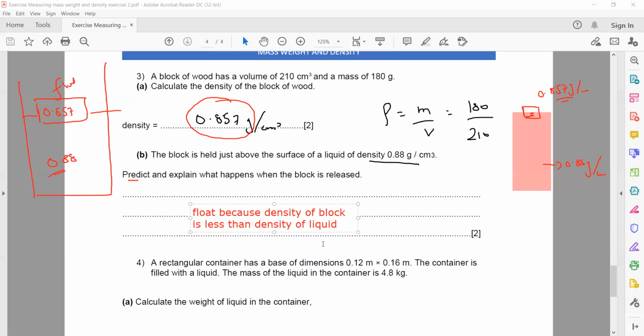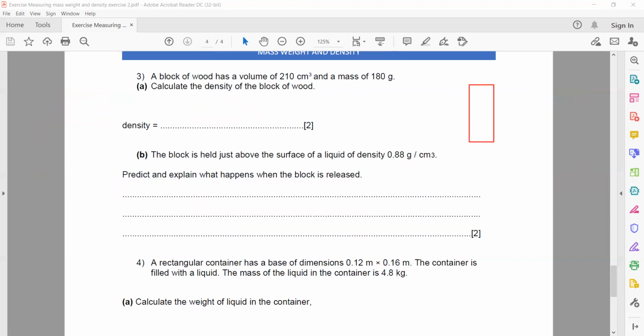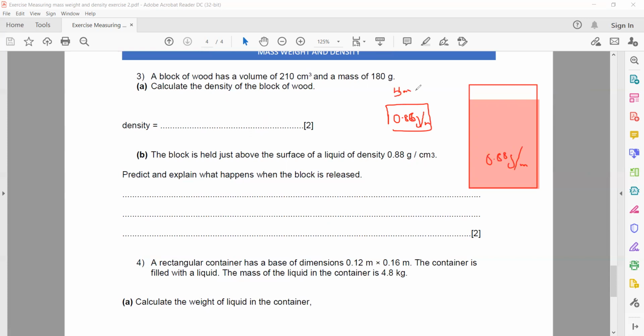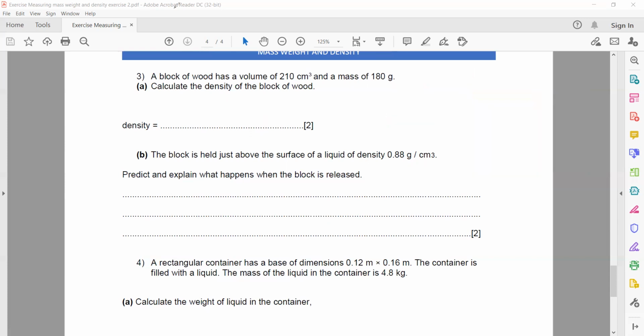It will sink or it will float. You have a block. When you compare the density, look, you have a container, and the container is filled with a liquid. The density of the liquid is 0.88 gram per centimeter cube. And you have a block which is having a density of 0.85 or 0.86 gram per centimeter cube. So because the density of this block is less than the density of a fluid or a liquid, that's why it will float.